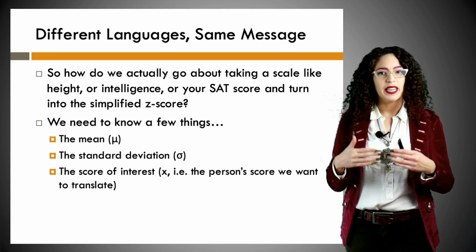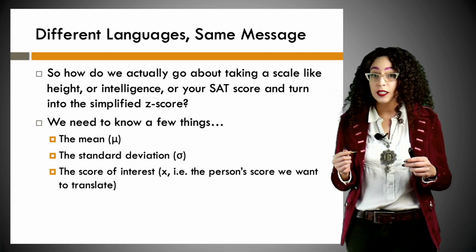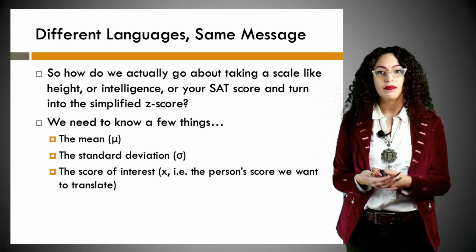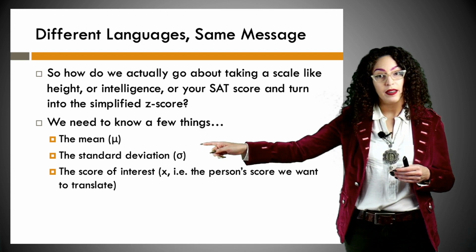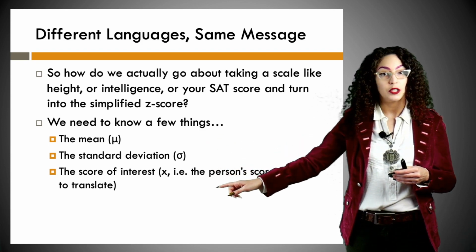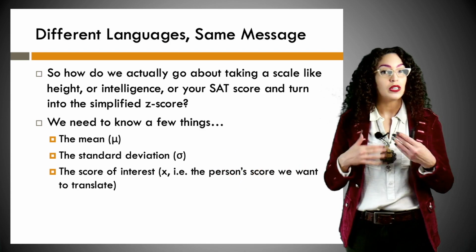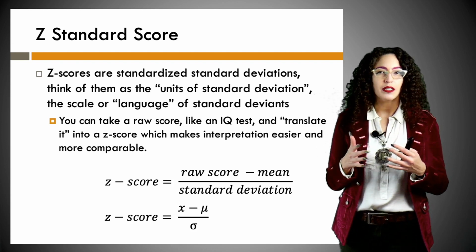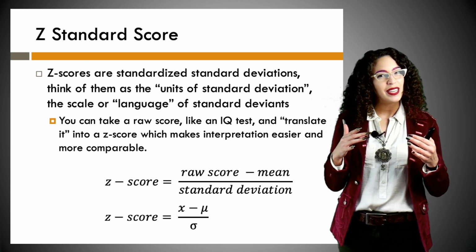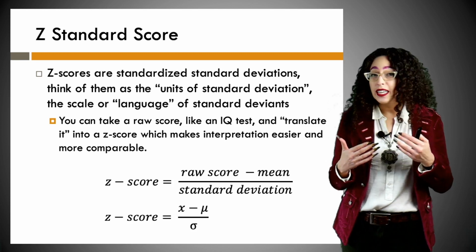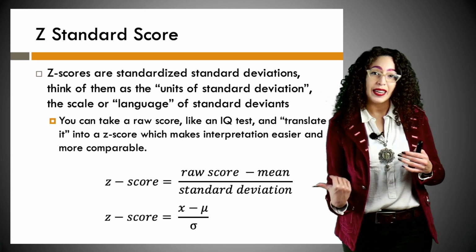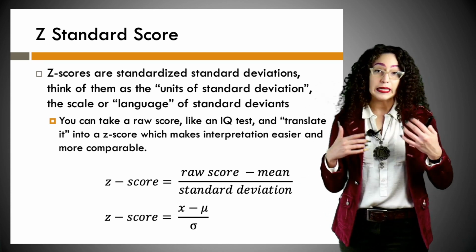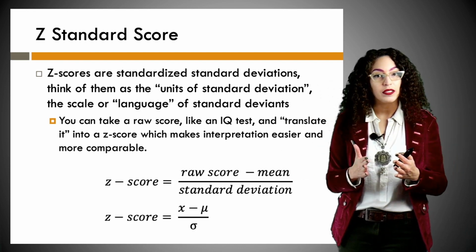So how do we actually go about taking a scale like height, intelligence, or SAT scores and turn it into that simplified, standardized z-scale? We need a few things. We need the mean, standard deviation, and the score of interest. In other words, the person's score that you want to translate. Z-scores are standardized standard deviations, and you can think of them as the units of standard deviations. The scale or the language of standard deviations. So remember, when you divide anything by something, here we're dividing by standard deviation, we're translating all those numbers into the language of standard deviations.